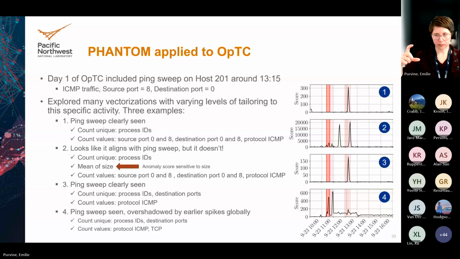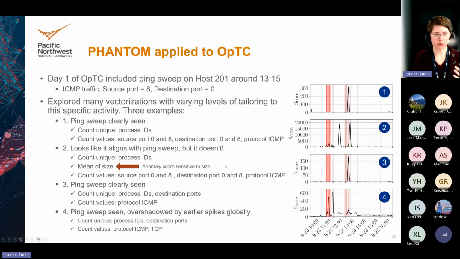If we target our vectorization to exactly be the properties that we know the ping sweep to follow, we should be able to easily see the anomaly in that data. And unsurprisingly, that's what happened. If we did our vectorization with counting the number of process IDs, counting the different uses of port 0 and port 8, and the protocol of ICMP, we saw a large spike in the anomaly score right at the time of the ping sweep.